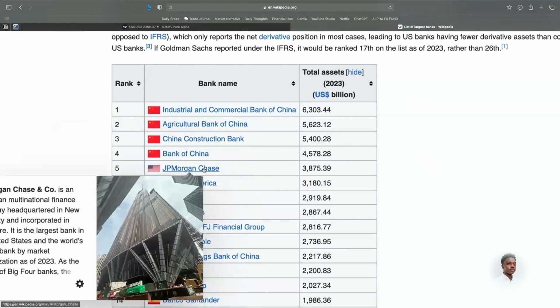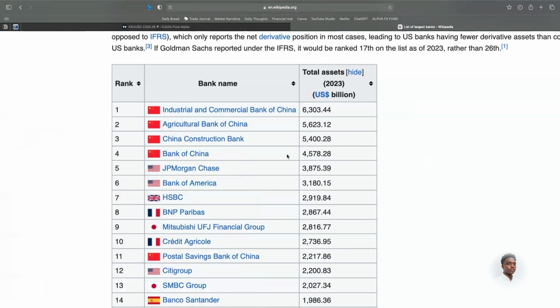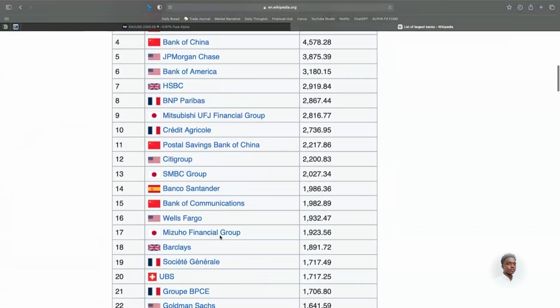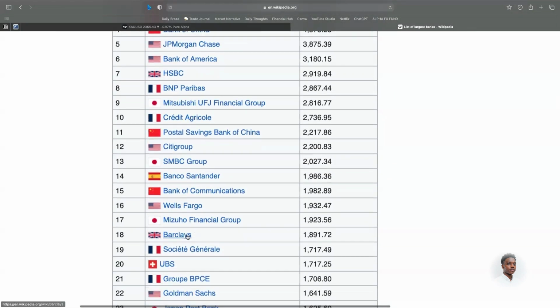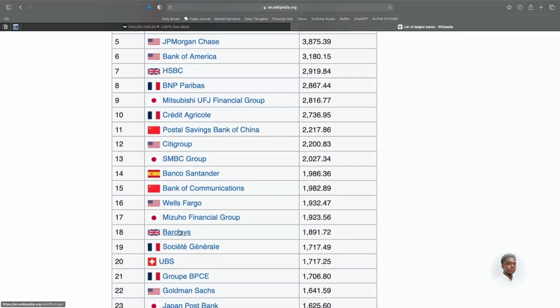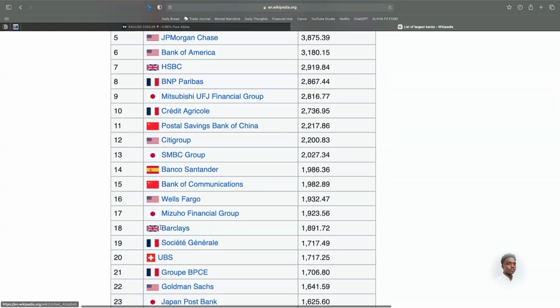Then you have JP Morgan, which is the biggest bank in America. Bank of America. HSBC is the biggest bank in Europe, from the UK. Then you have this other one. So this is a big list. I'm sure most of us are not familiar with these banks. Maybe the one you might be familiar with is Barclays, because it's common. I think now we know it as ABSA here in Africa, but this is still one of the biggest banks. It's the second biggest in the UK.